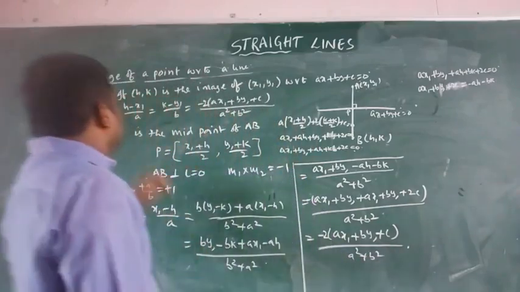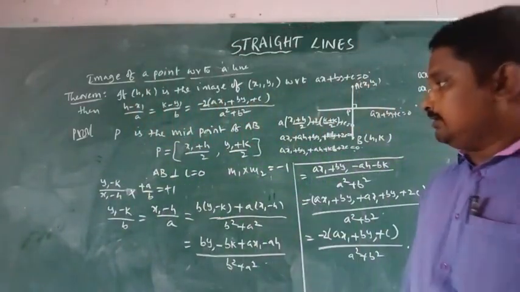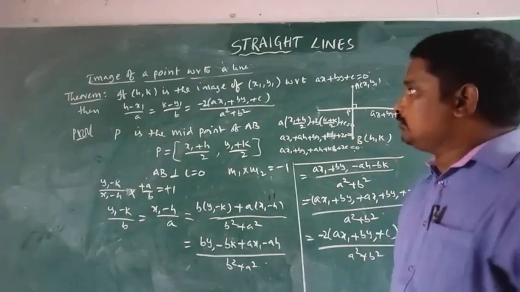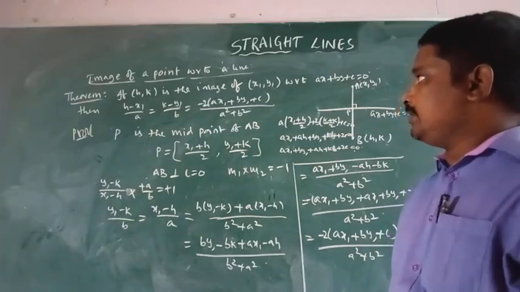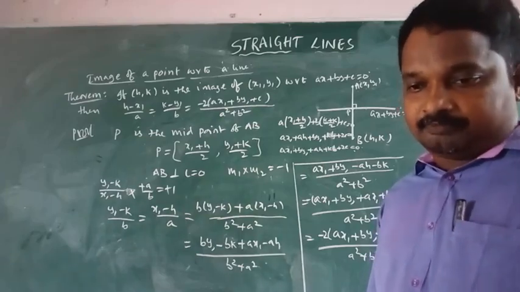So this is the image of a point, that is (h minus x1)/a equals (k minus y1)/b equals minus 2 times (ax1 plus by1 plus c)/(a square plus b square). Next.